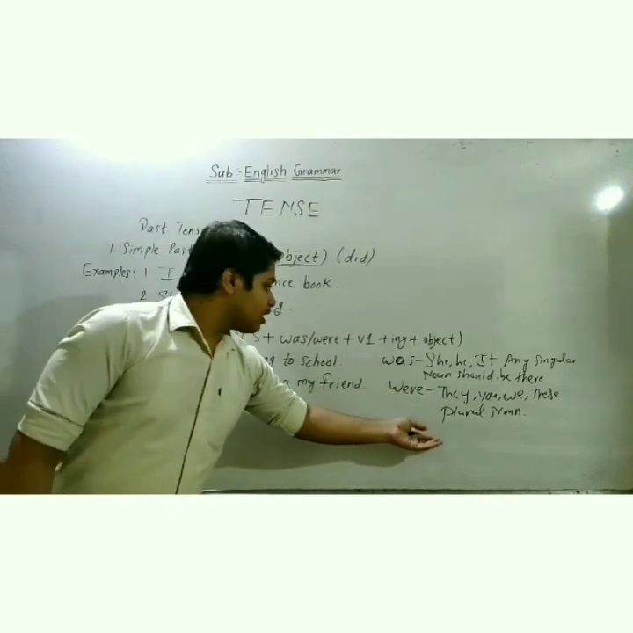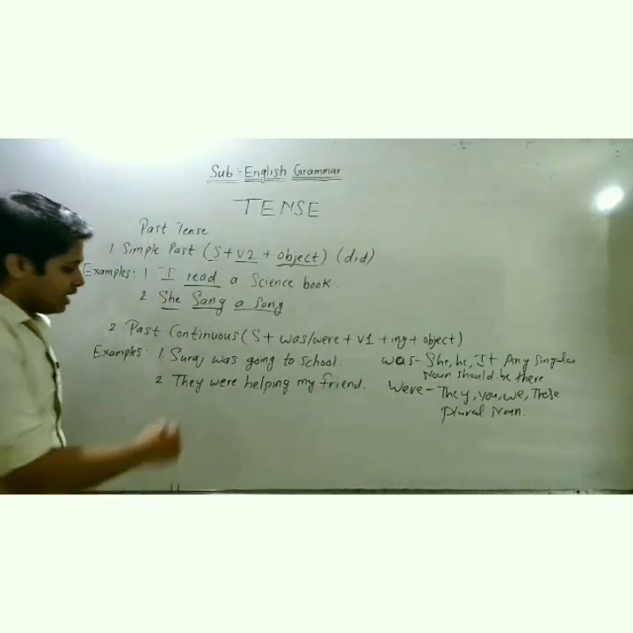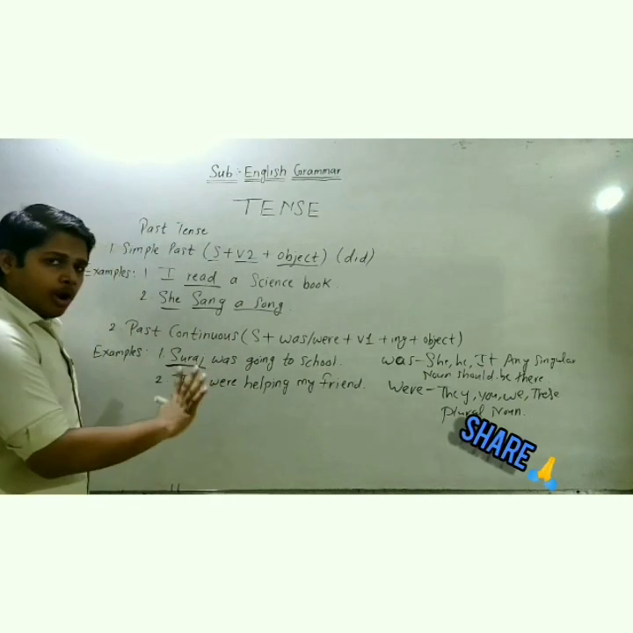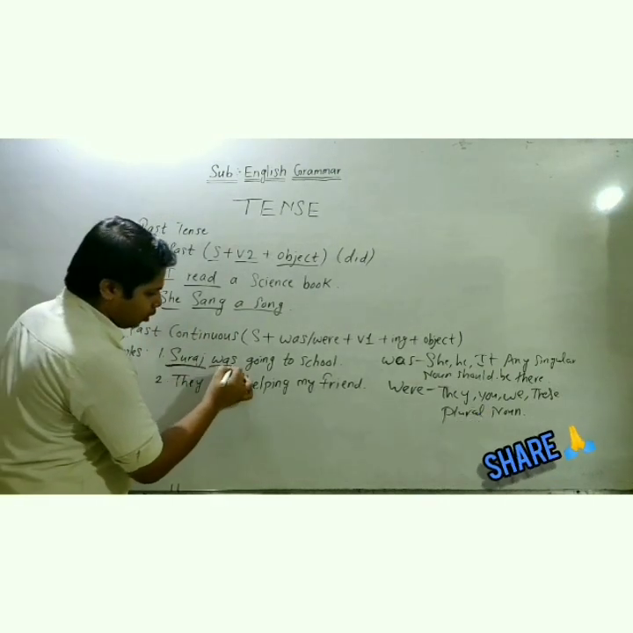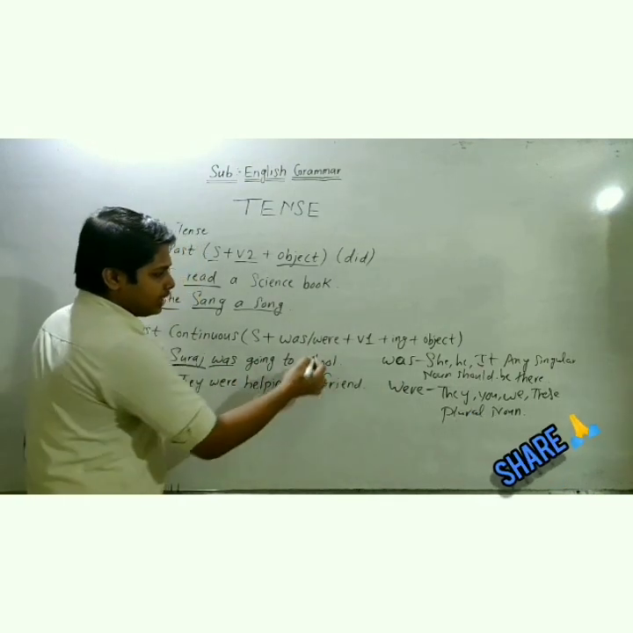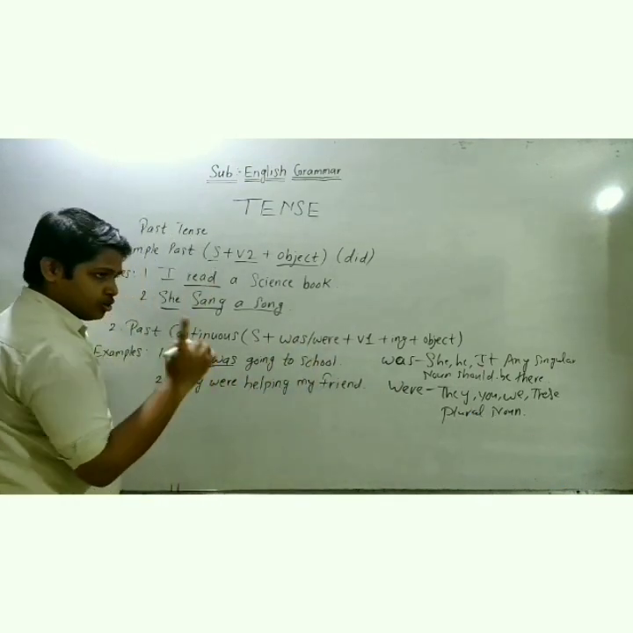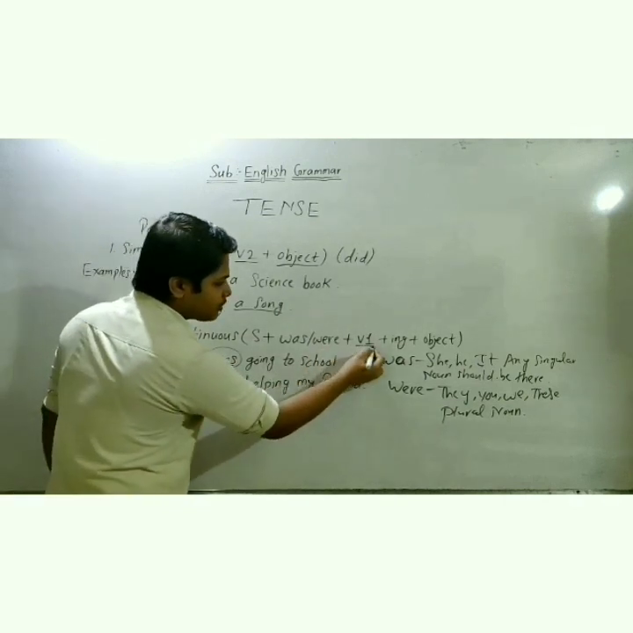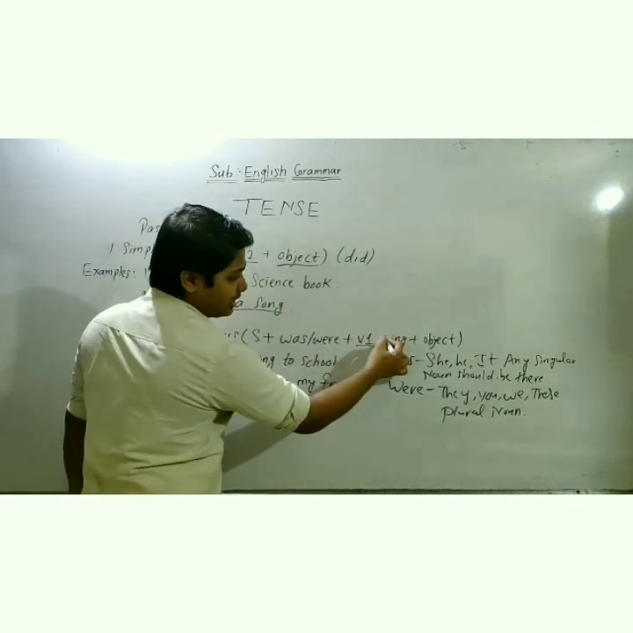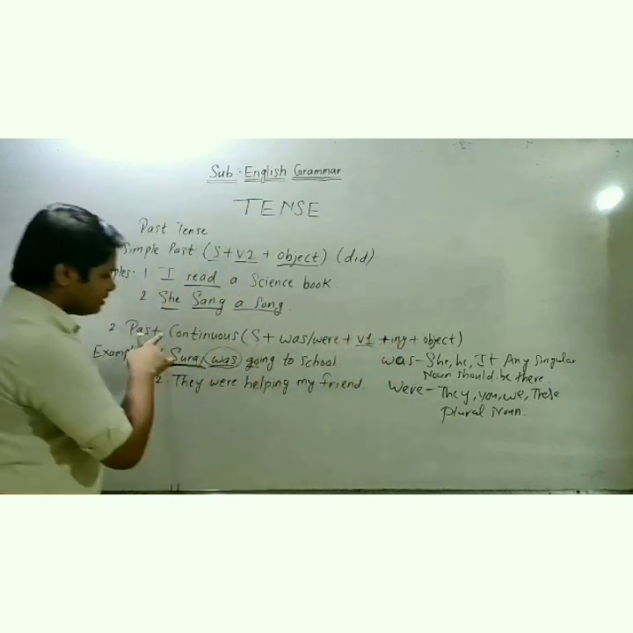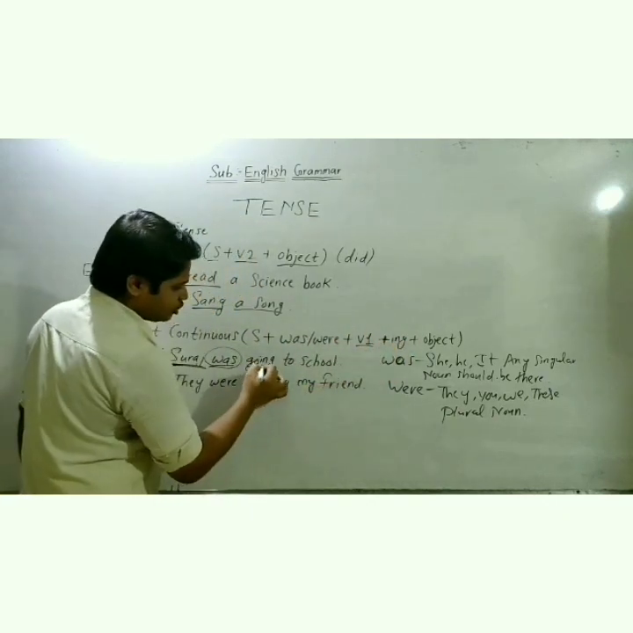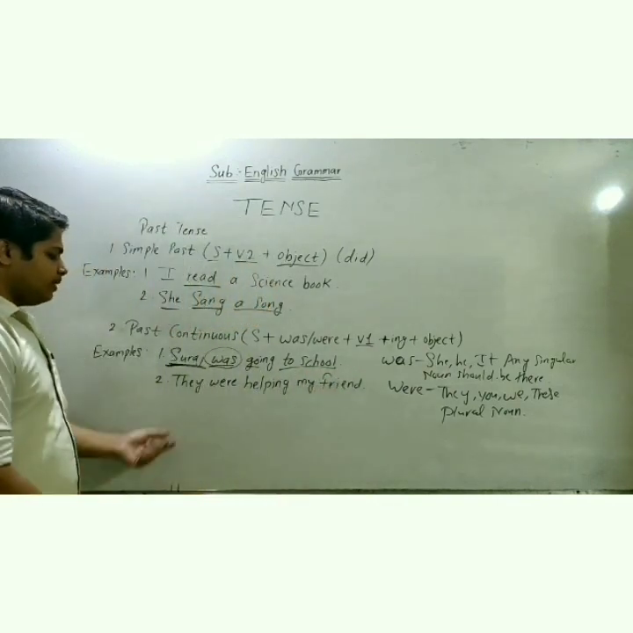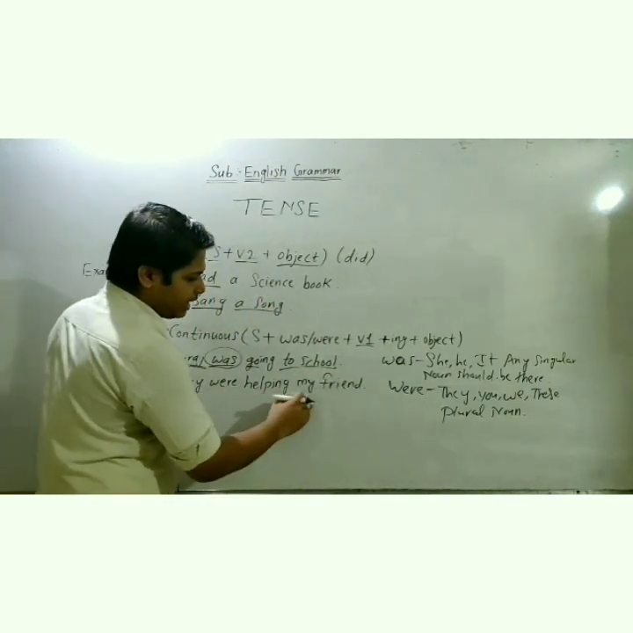After that, coming to the example, Suraj. This is only one single boy's name, Suraj, was going to school. According to the subject, was is used, and the first form, that is go, plus ing, since it is a continuous tense, that is going, and the object, that is to school. Next example: they were helping my friend.